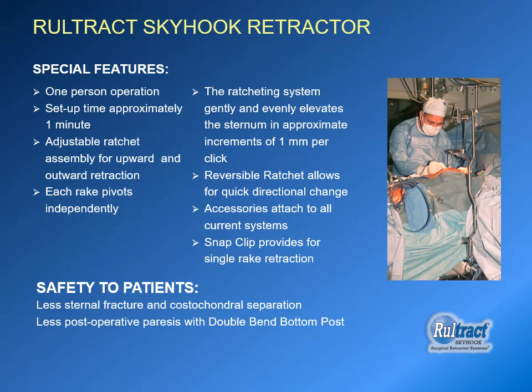One thing we want to make sure, though, is safety to patients. The Rultract has been shown to provide less sternal fracture and costochondral separation and less post-operative paresis with the double bend bottom post.